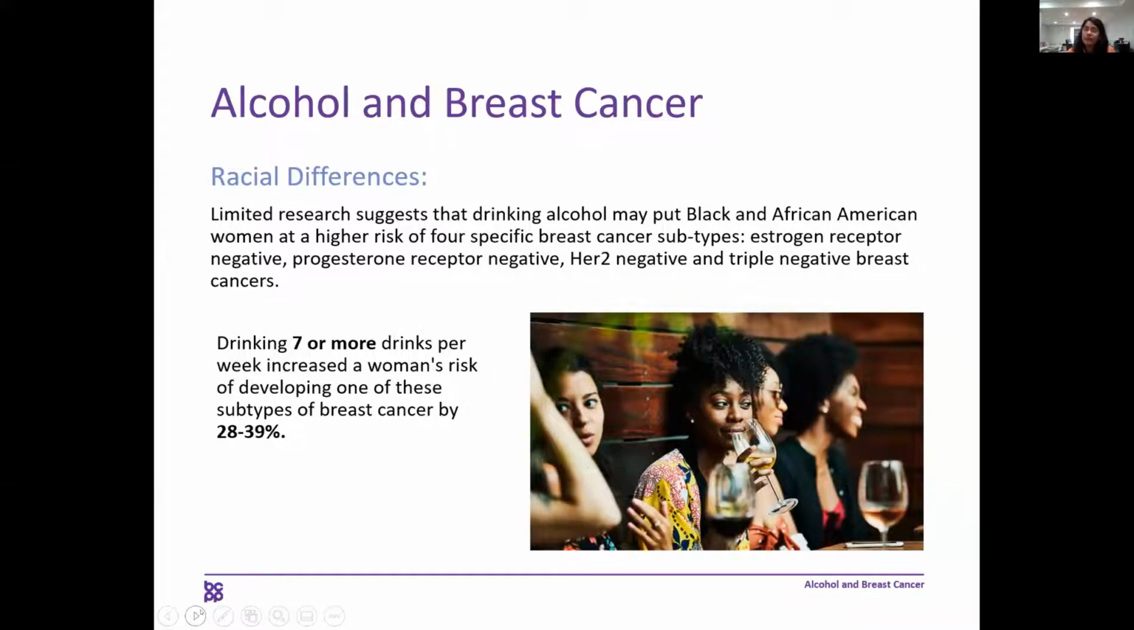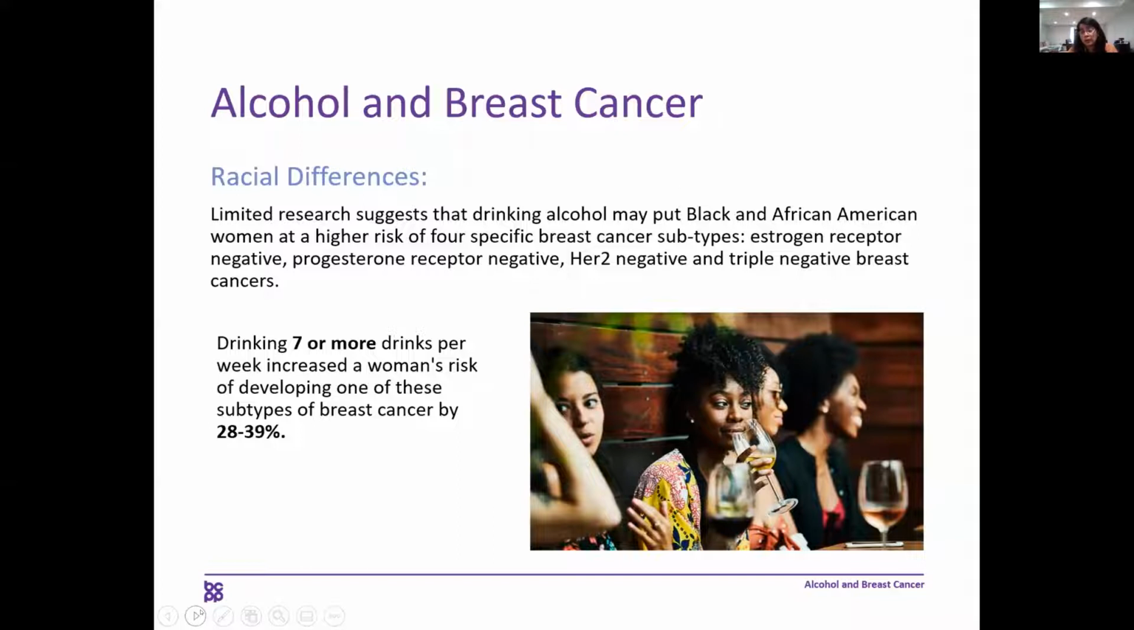There's actually been very limited research on alcohol and breast cancer looking at different racial groups, but what has been done does seem to indicate that Black and African American women may be at a higher risk of specific breast cancer subtypes, and these are the hormone receptor negative breast cancers, and in particular triple negative breast cancers. Triple negative breast cancer is a particularly worrying subtype as it is more aggressive and has fewer treatment options, and it does result in higher mortality than some of the other subtypes of breast cancer.